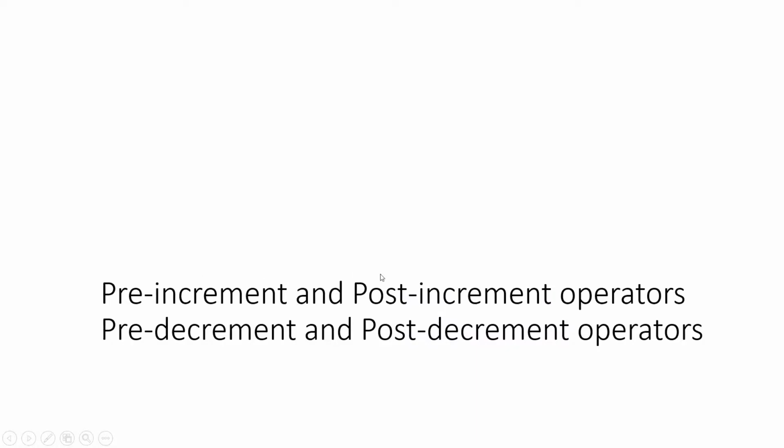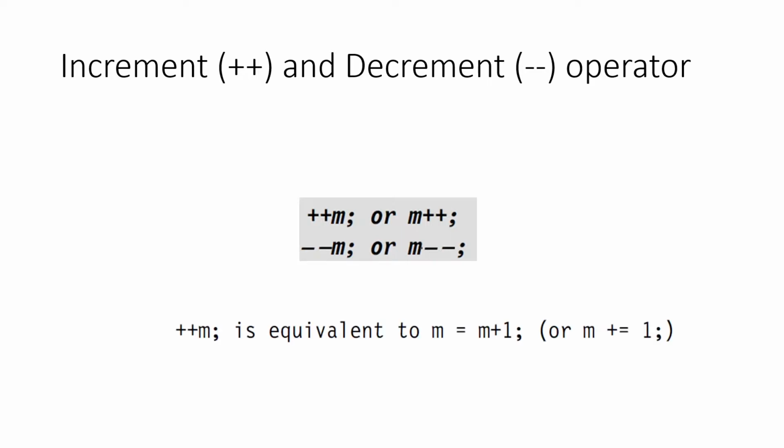So the words pre and post, you know that pre means before, post means after. So let's see what is the difference between the two. ++m is equivalent to m = m + 1. We have learned the shorthand way of writing various operators. Earlier we learned, say, a = a + 5. How can you write that? a += 5. This means that a = a + 5. Similarly, a += b, if you write like this, that is equal to a = a + b.